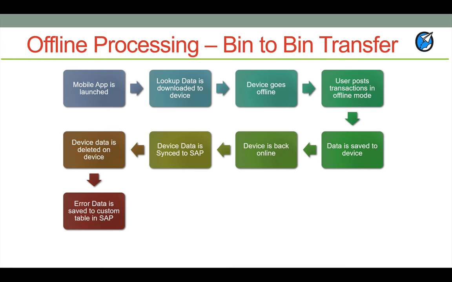And if there is an error with any number of records that have been synced, then those error records need to be updated into a custom table in SAP. So that's the process, or the number of steps, in the offline app process. This is what we're going to demo in our application. So that's going to be our next step.